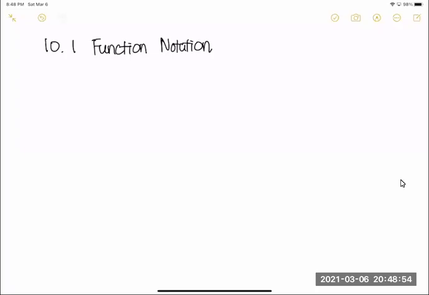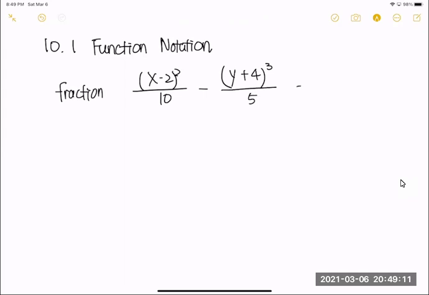Hi, today's topic would be function notation. So we've seen so many functions, like fractions, such as (x minus 2) squared over 10 minus (y plus 4) cubed over 5 equals 2. This is a fraction. We've seen a quadratic function, x squared minus 2x plus 4 equals y.